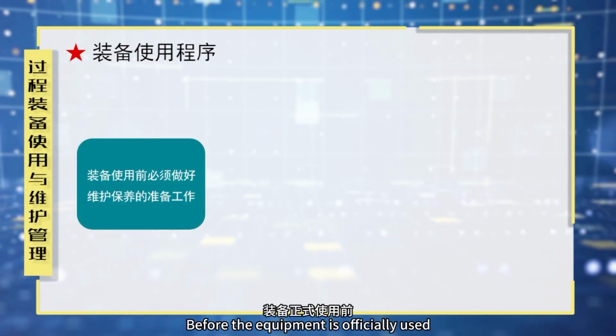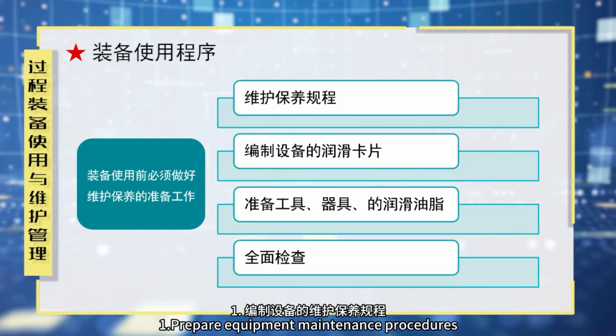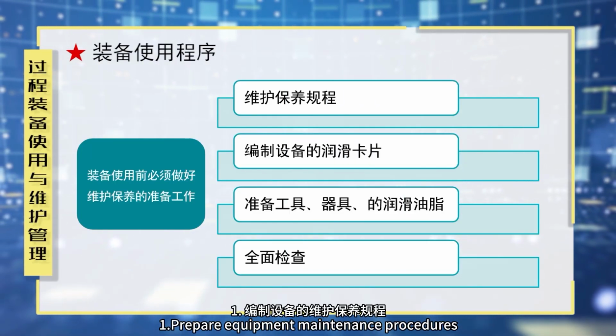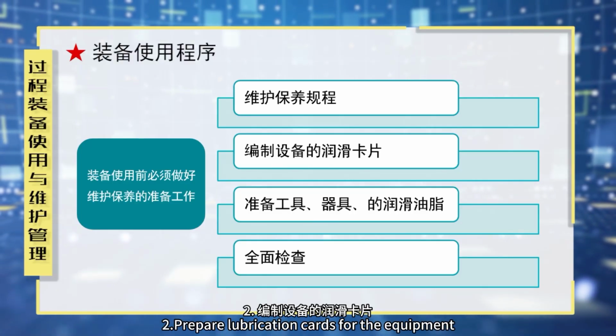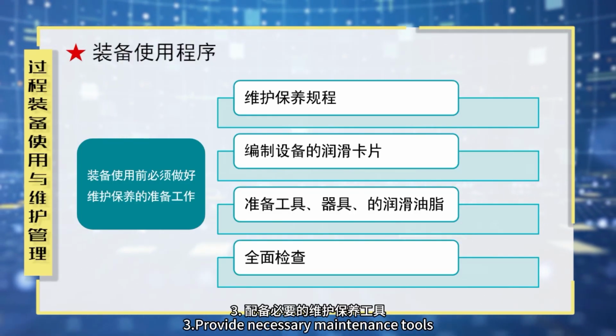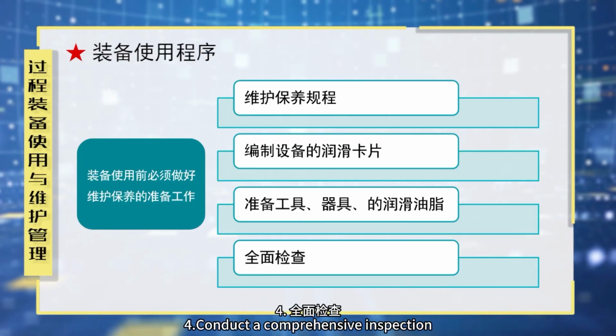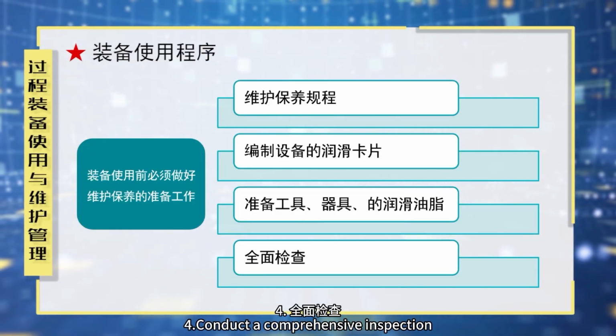Before the equipment is officially used, maintenance preparation work must be done. For example, first, prepare equipment maintenance procedures. Second, prepare lubrication cards for the equipment. Third, provide necessary maintenance tools, equipment, and proper lubricants. Fourth, conduct a comprehensive inspection.